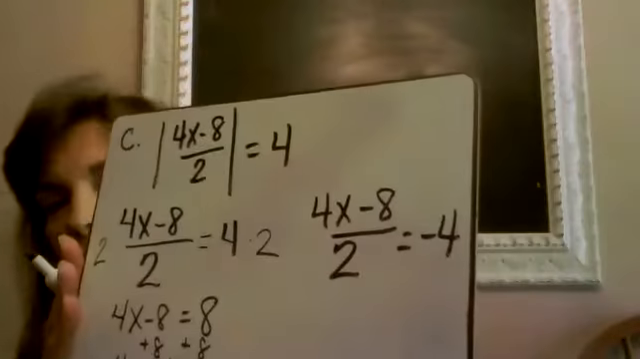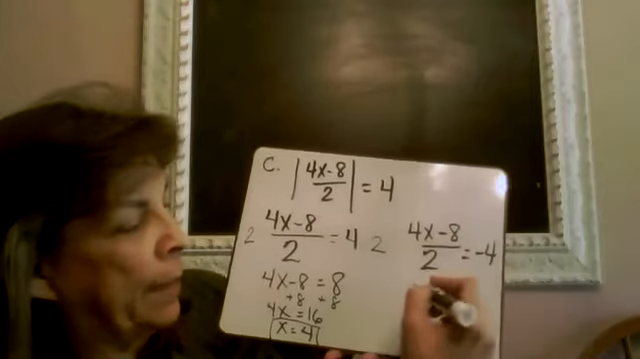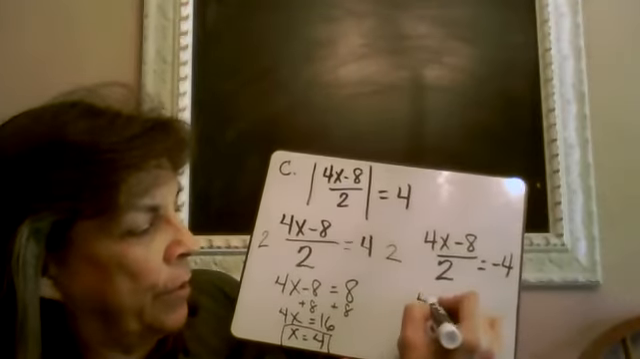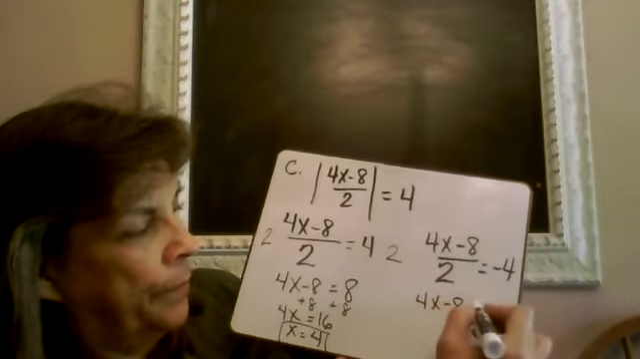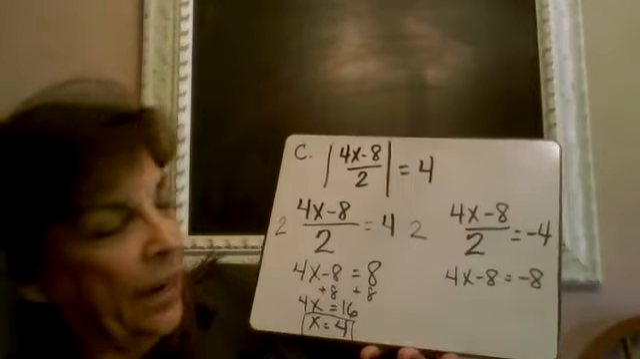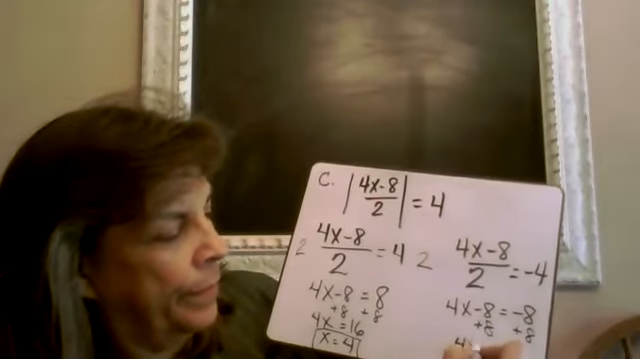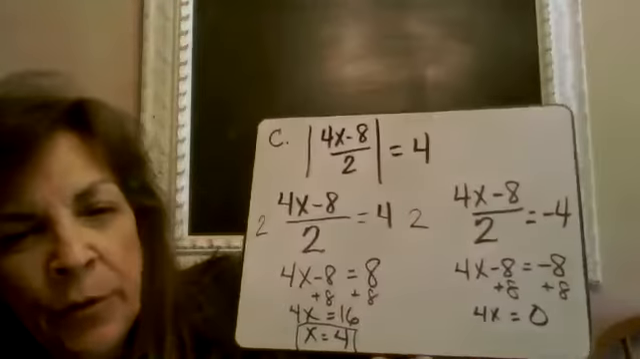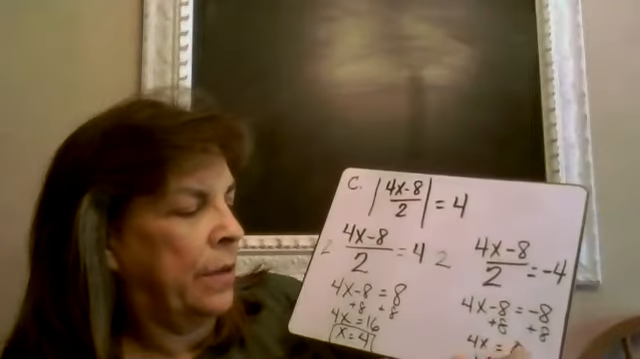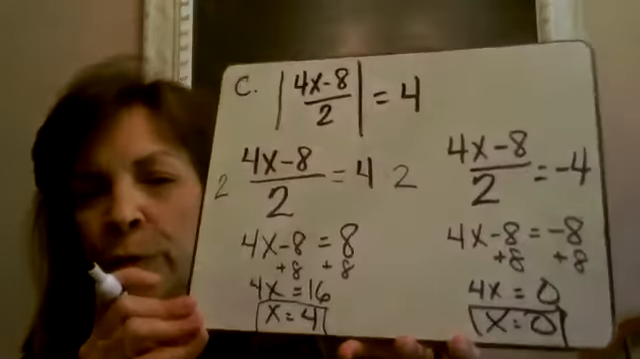We have to work the negative answer. So let's solve for x. Do the very same thing. Multiply both sides by 2. We get 4x minus 8 is equal to negative 8. 4x is equal to 0, so there's our second answer. x is equal to 4, x is equal to 0. Go work some problems. Let me know how you do.